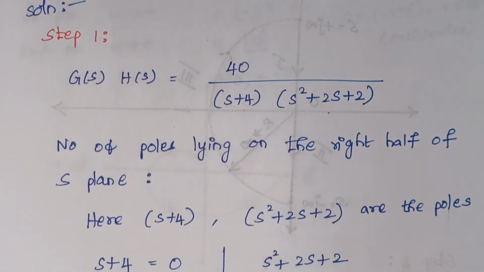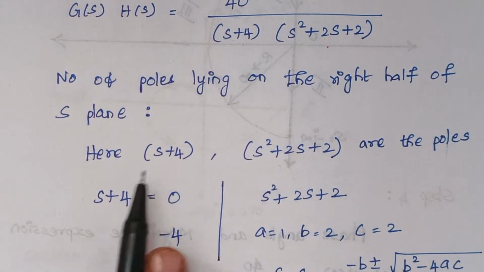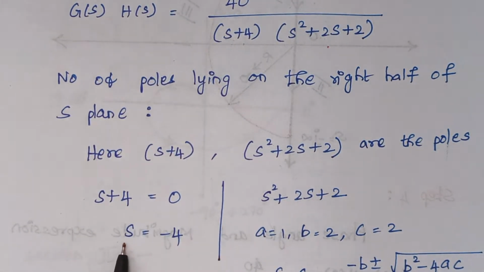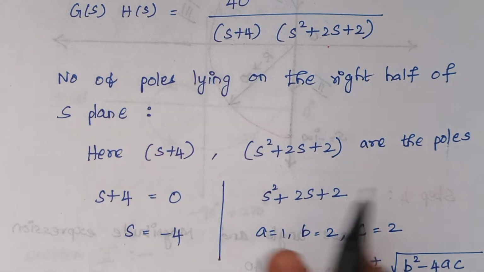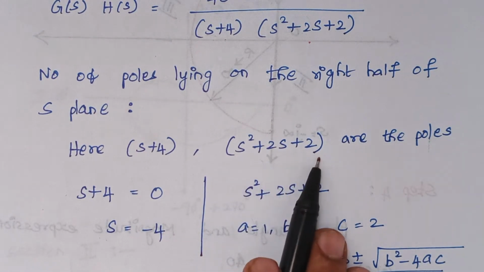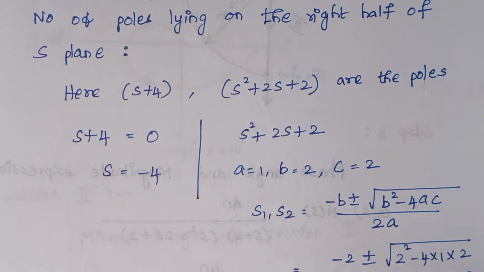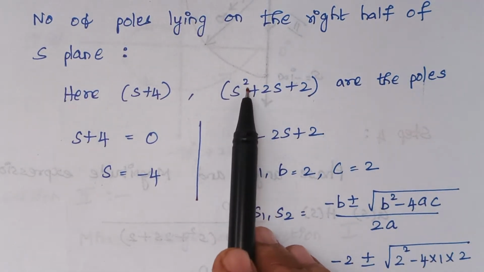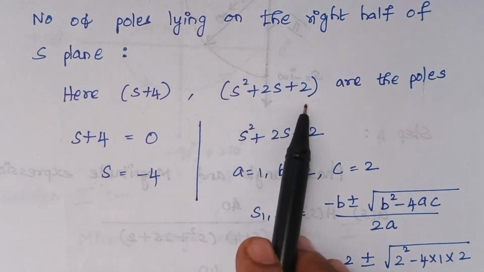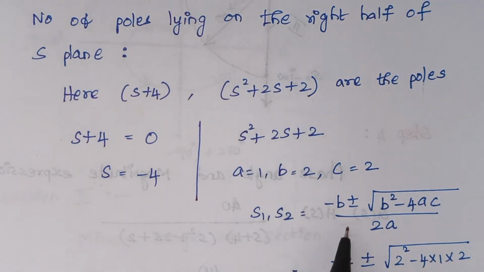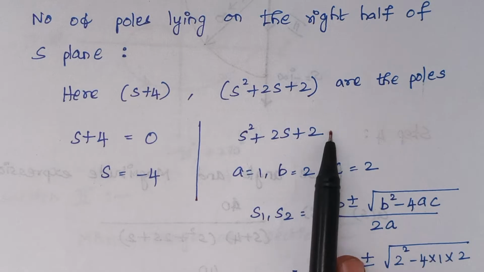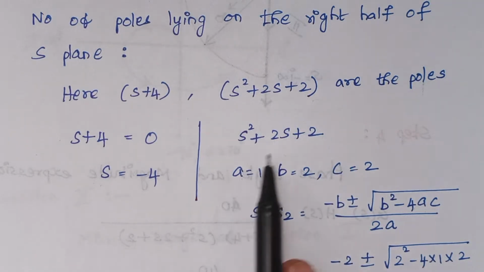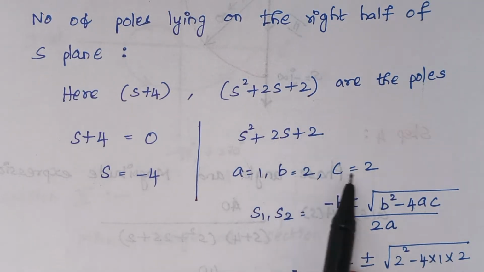Right. So by solving, S plus 4 is equal to 0, therefore S equals minus 4. Since we have a quadratic equation, we use the basic formula to find the roots. You see here the maximum power is 2, so we will have two roots for this equation. The basic formula is minus b plus or minus root of b square minus 4ac by 2a. From this expression, the value of a is 1, b is 2 and c is 2.